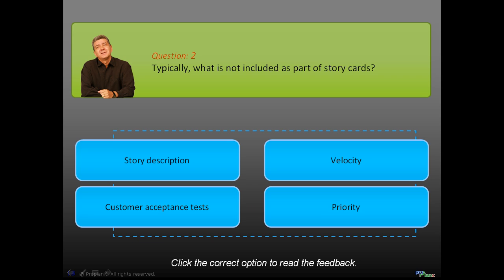Typically, what is not included as part of story cards? A, story description. B, customer acceptance tests. C, velocity. D, priority. What is your choice?